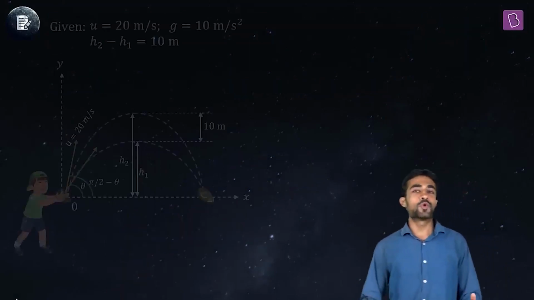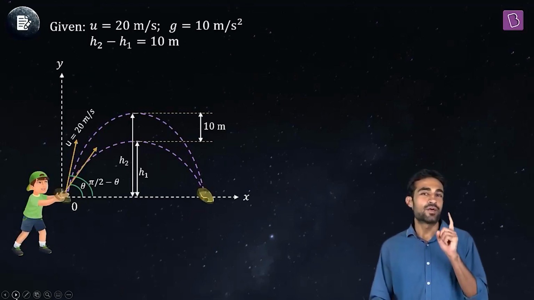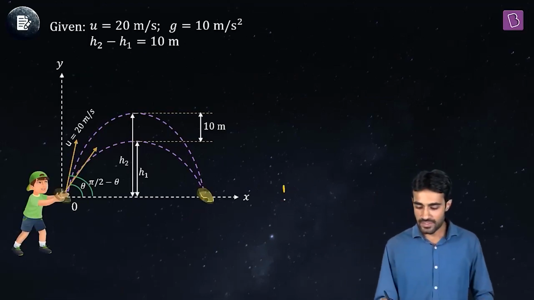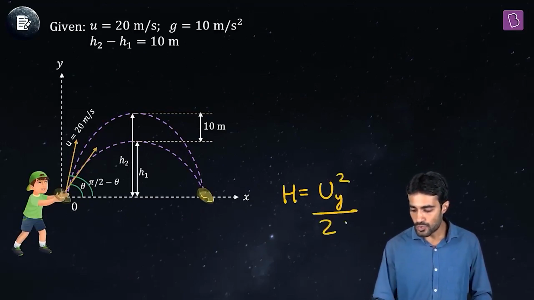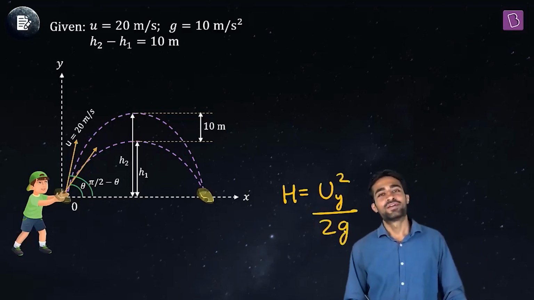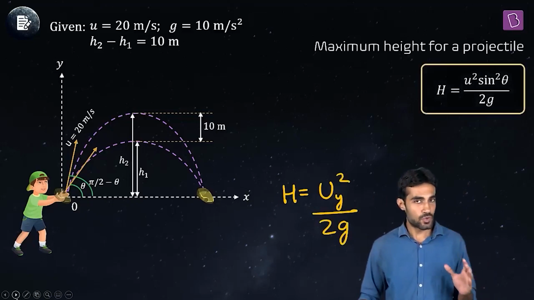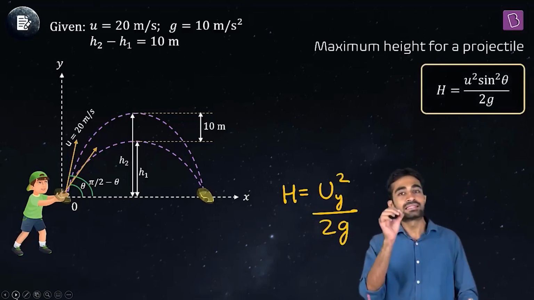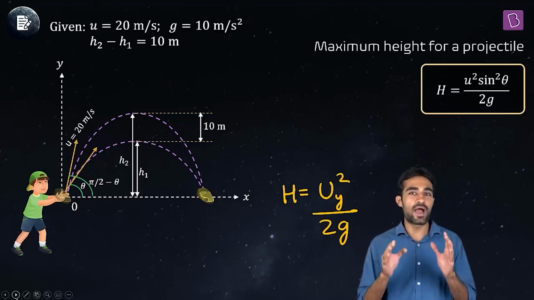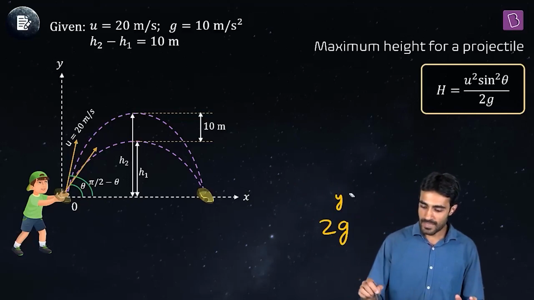Now, do you know what the formula of maximum height is? Well, I will remind you. The formula for maximum height can be written as uy square by 2g. Now, uy can be written as u sine theta. So the formula is h is equal to u square sine square theta divided by 2g. Okay, so let's use this formula.